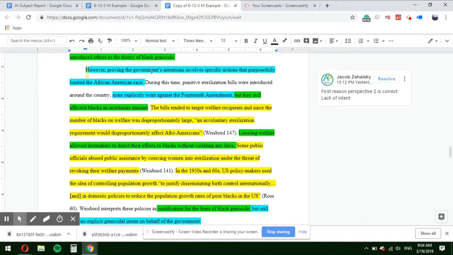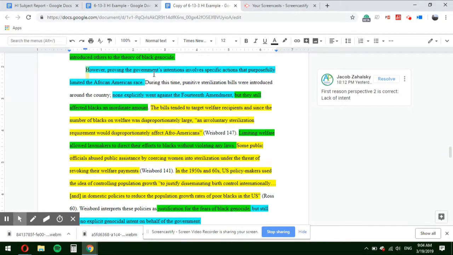The assertion of this paragraph introducing the second perspective is, however, proving the government's intentions involves specific actions that purposefully limited the African American race. And so the first reason why the student believes perspective two is correct, that there wasn't a genocide, is because there was a lack of intent. And that's what the student is addressing in this paragraph.